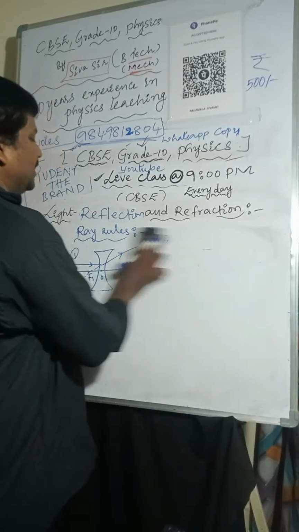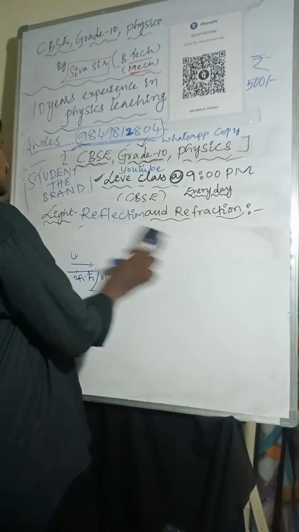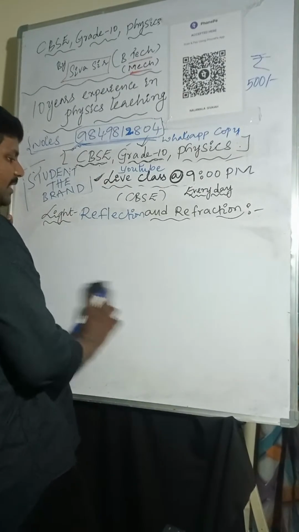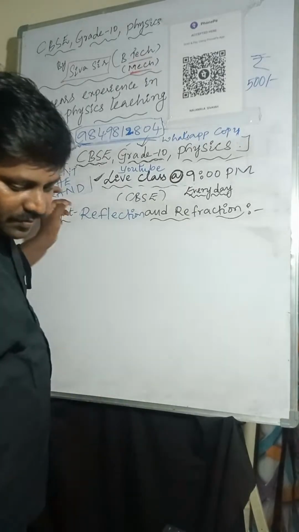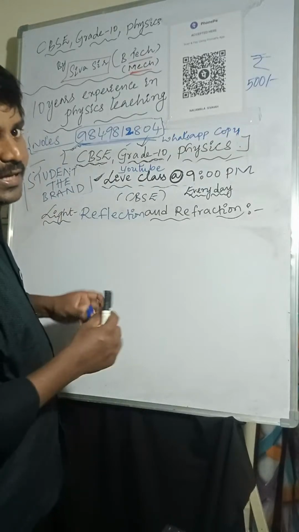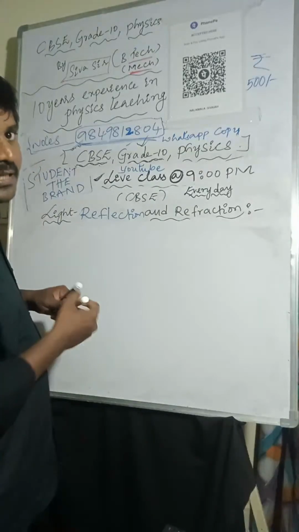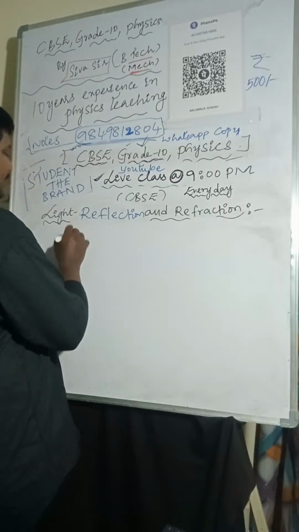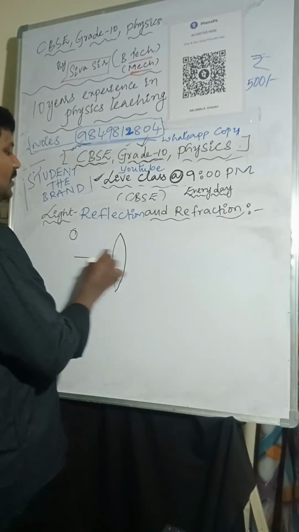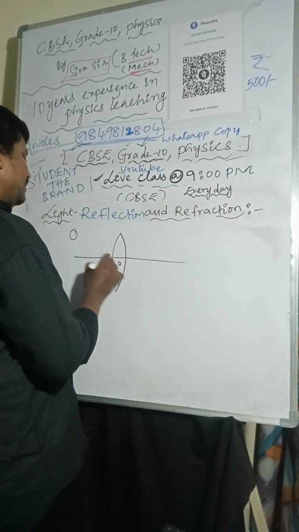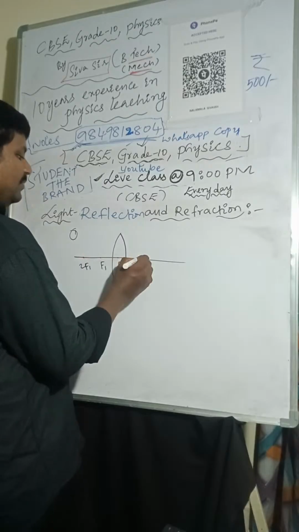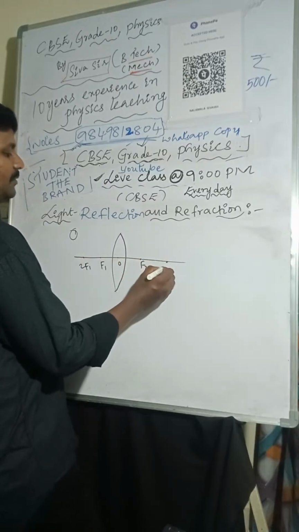Next one, image formation by convex lens. I will explain image formation by convex lens. How can we go through the image formation? See here, I am considering the first image formation. I am taking the lens, optic center, and here is F1, 2F1, F2, 2F2.